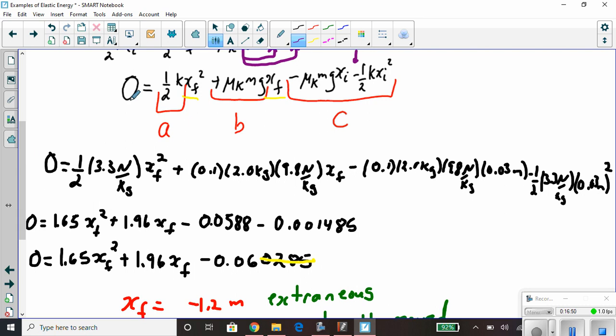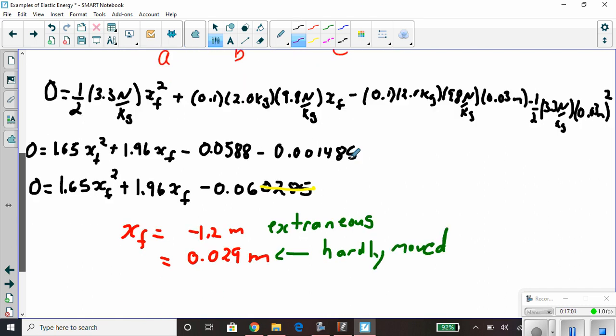So this is what we have here. We have the 0. We're going to plug in all the values that we know. We're going to plug them all in here. That's what I've done. I've substituted. And it left me with this right here. Now, these values are so small, I'm just going to ignore them. I solve the quadratic formula, and it gives me that x final is negative 1.2 meters. Well, that makes no sense. That would say that the object moves past the rest position and gets all the way over into the negative x positions of a spring being compressed. That won't happen.